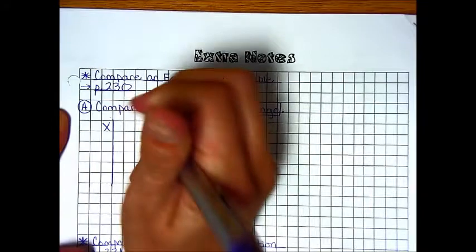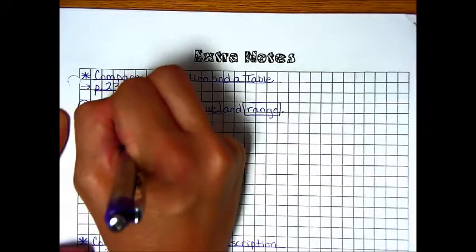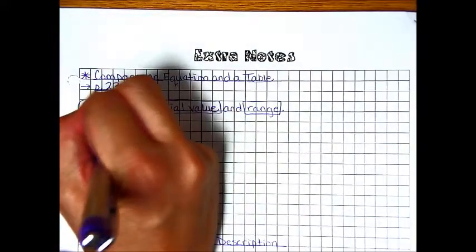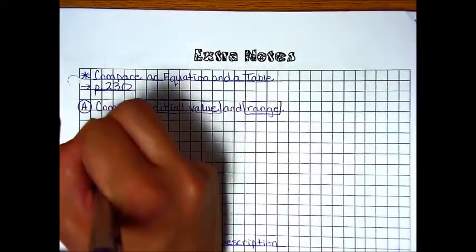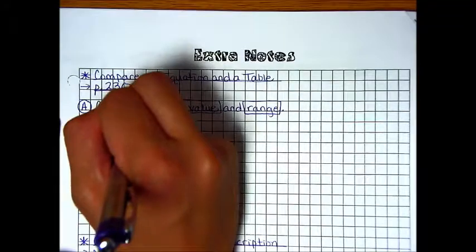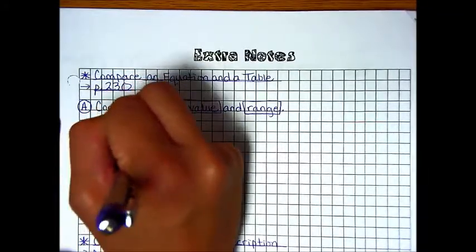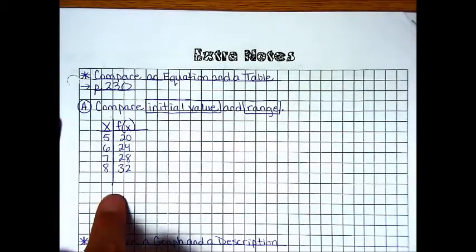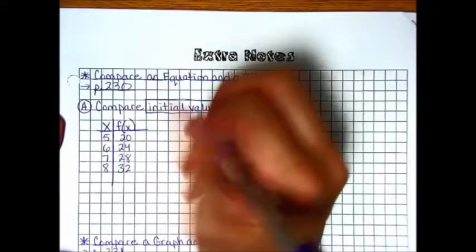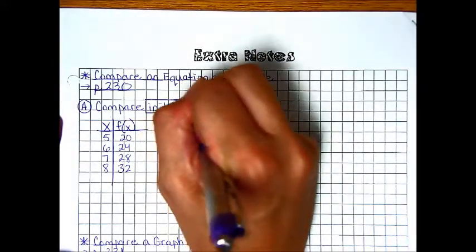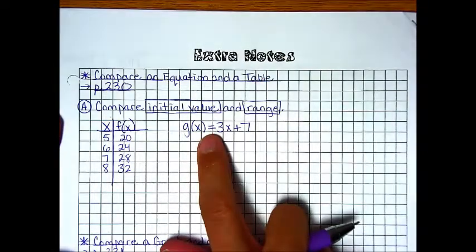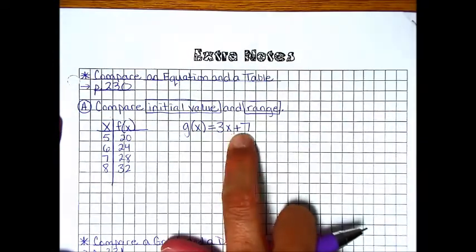So I'm making an x column and an f of x column for function f of x. And in my table, I have 5, 6, 7, 8, 20, 24, 28, 32. So you write it down too. Table. And then we have g of x that's written like an equation. So copy that down too. G of x equals 3x plus 7.